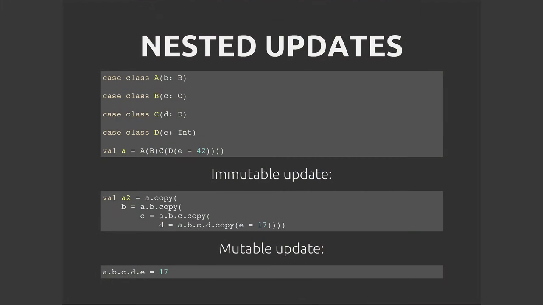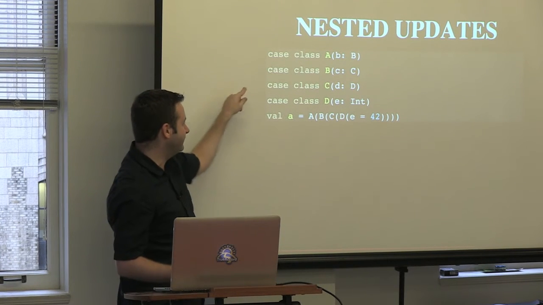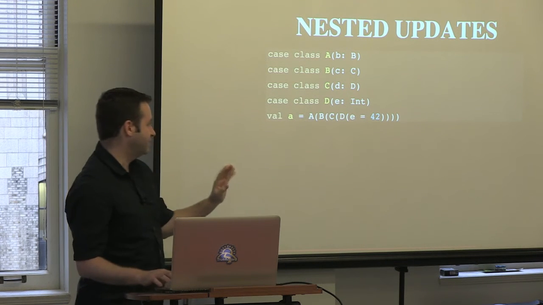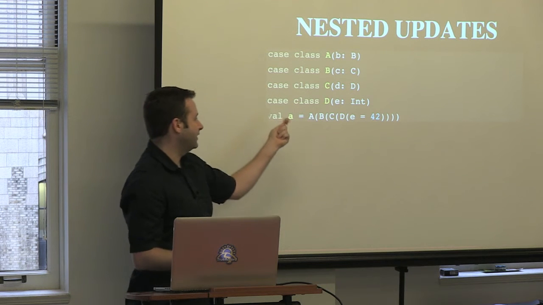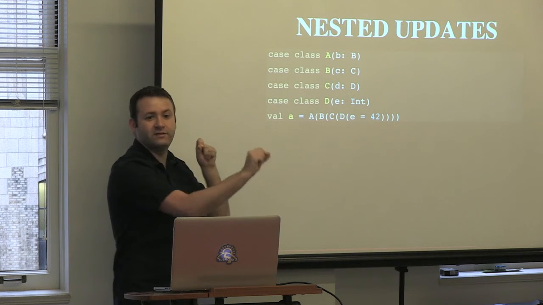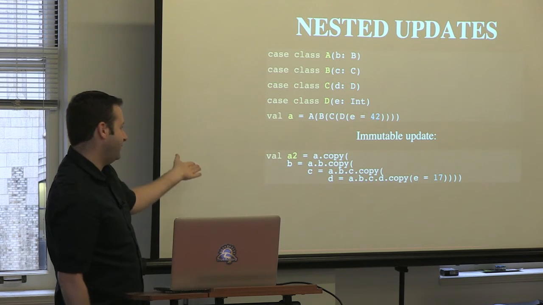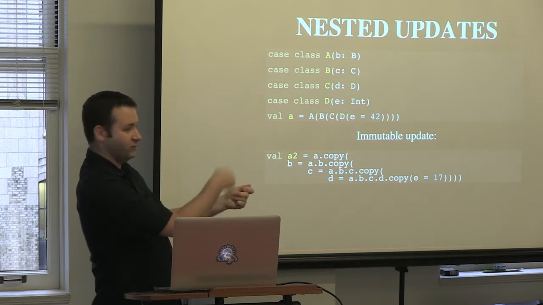So let's talk about nested updates. This is the classic example of the problem that lenses solve. Let's say you have this structure. You have a case class A that contains a B. The B contains a C. The C contains a D. And the D finally contains an integer E. And this is how you initialize it. This is nice so far. But how do you now change this E that's deep inside the structure to 17? This is how you do it with immutable updates. You have to copy A, copy B inside it, copy C inside it, and then finally change D to have 17 inside it.